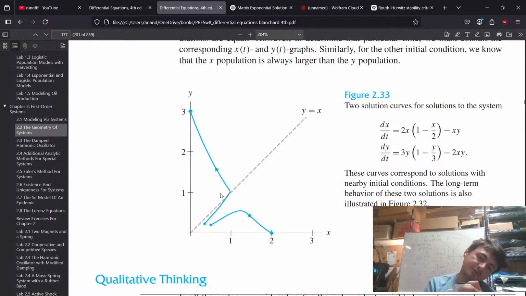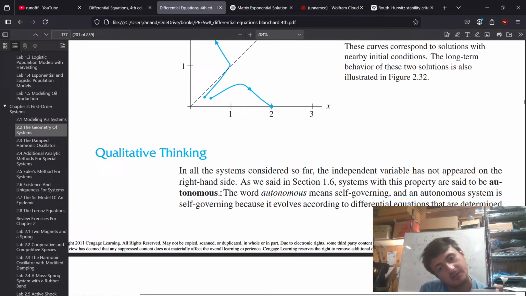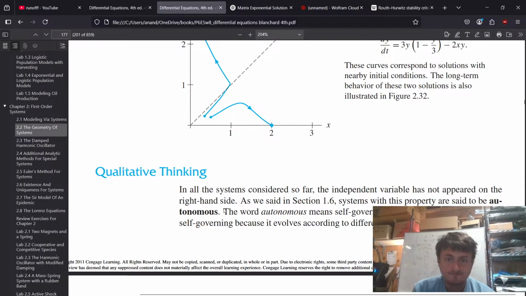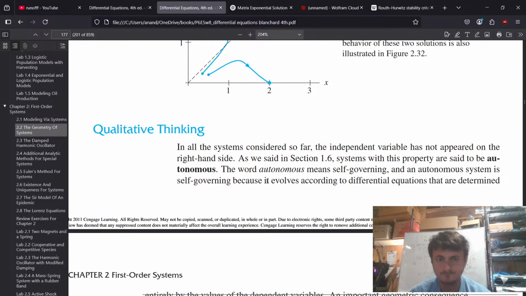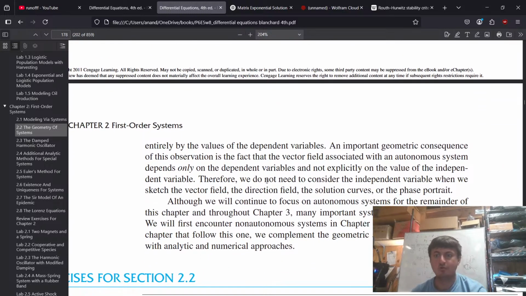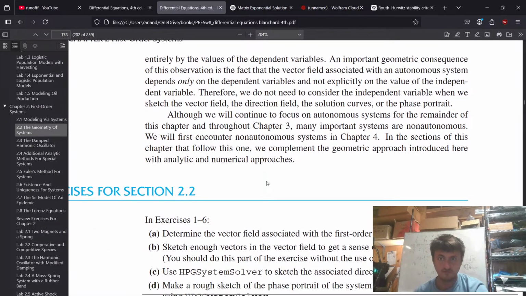Okay, so you can find when the populations are equal. In all the systems so far, the independent variable has not appeared. As we said in 1.6, systems with this property are autonomous, self-governing. An important geometric consequence is that the vector field only depends on the dependent variables and not explicitly on the value of the independent variable. Therefore, we do not need to consider it.